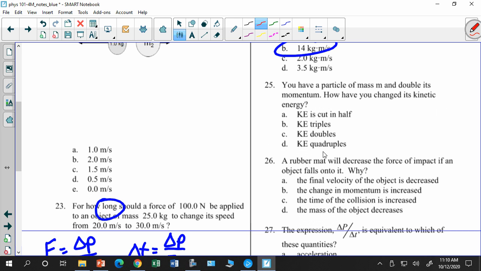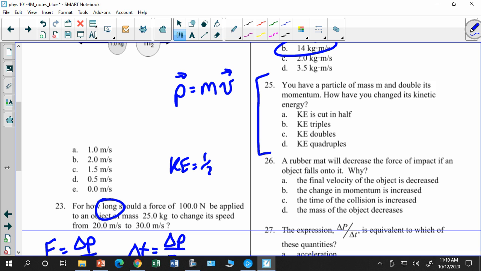Remember this. So number 25, a student asked about this earlier. If you look back in the conceptual questions, these sort of questions come up there in the concept test. You have a particle of mass m and you double its momentum. How have you changed its kinetic energy? Remember, momentum is mass times velocity. Kinetic energy is 1/2 m v squared. So if I double an object's momentum, what does that mean I had to do to the speed of that object?